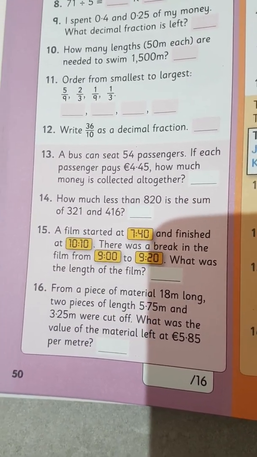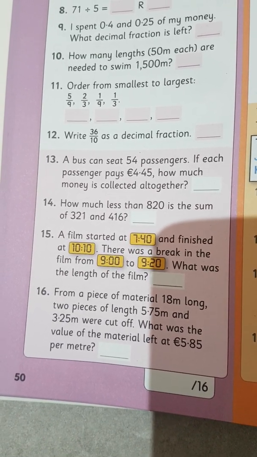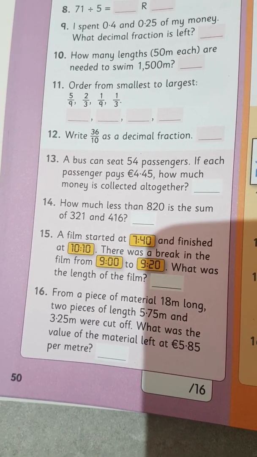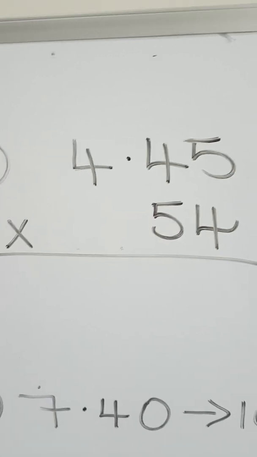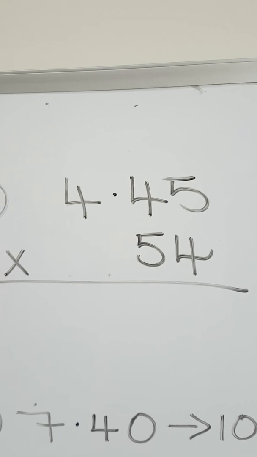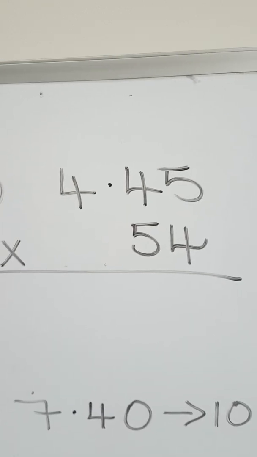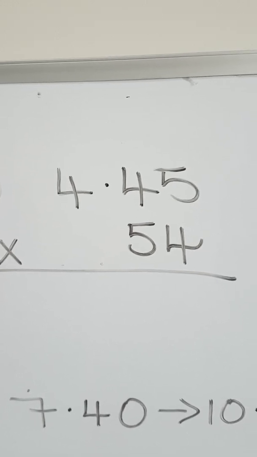Question 13, a bus can seat 54 passengers. If each passenger pays €4.45, how much money is collected altogether? So that is going to be a long multiplication sum. So it would be easiest now if you put your 4.45 up the top and then your 54 at the bottom. Just ignore the decimal at the start and multiply as normal, and then we can add our decimal in at the end.